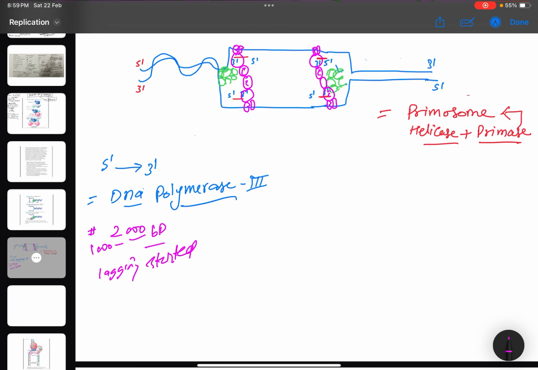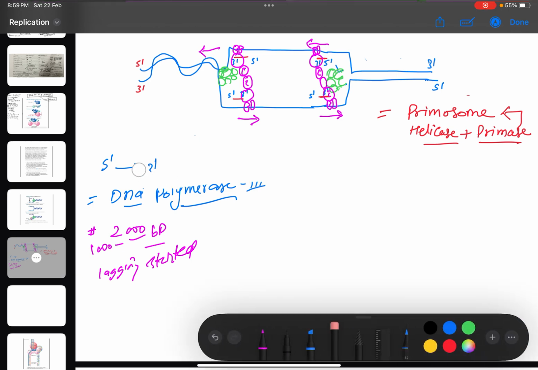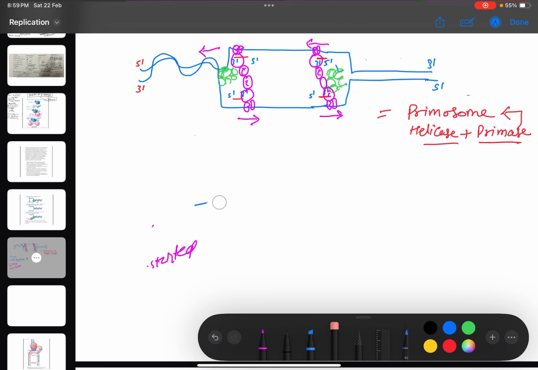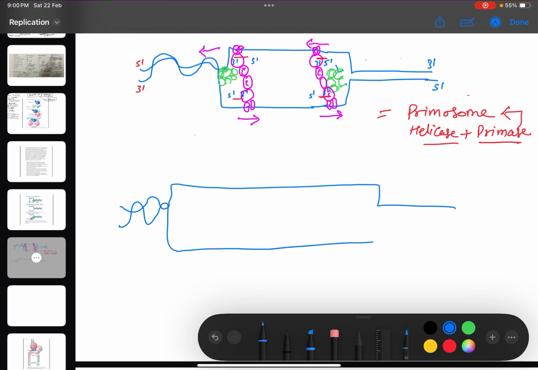Now, what happened? This polymerase moves in this direction, and this polymerase moves in this direction. Similarly, this polymerase moves in this direction, and this polymerase moves in this direction. So, after moving some distance apart, what happened? Let's draw another diagram here. What happened here? Helicase reached there.